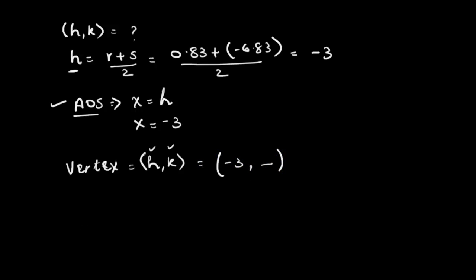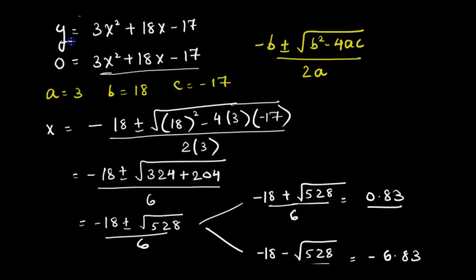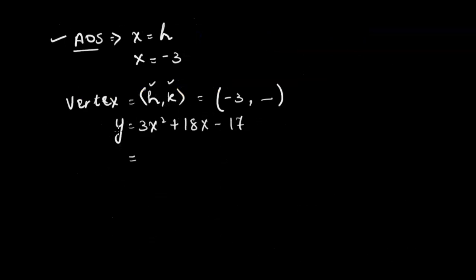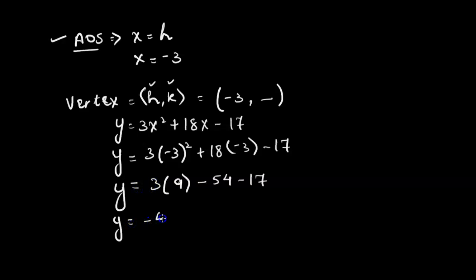And k is nothing but the y value that we get from the equation when x is substituted as -3 into the equation. The original equation that we had was y = 3x² + 18x - 17. Now k is just the y value when x is -3. So we would sub in x as -3 in order to solve for y. And the y value that we get from here is -44. So this y value is nothing but the k value as we substituted x as -3, which is our h value. So here we can put this y as -44, and this would give us the vertex of this equation.